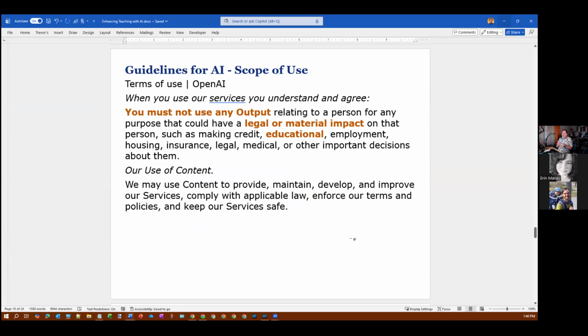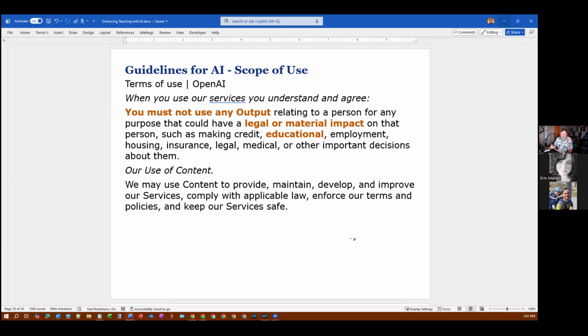Okay, so now I want to move into some assessments here in the next 10 minutes or so. A couple of things that you should be aware of. I'm using guidelines from OpenAI. I haven't looked at the most recent versions of these, but at one point they said you must not use any output relating to a person for any purpose that could have legal or material impact. And one of the categories is educational. I will make questions for my students using AI, but I will not use AI to grade those questions. I think there's a subtle difference there between the two, and I think we should all be aware of that.